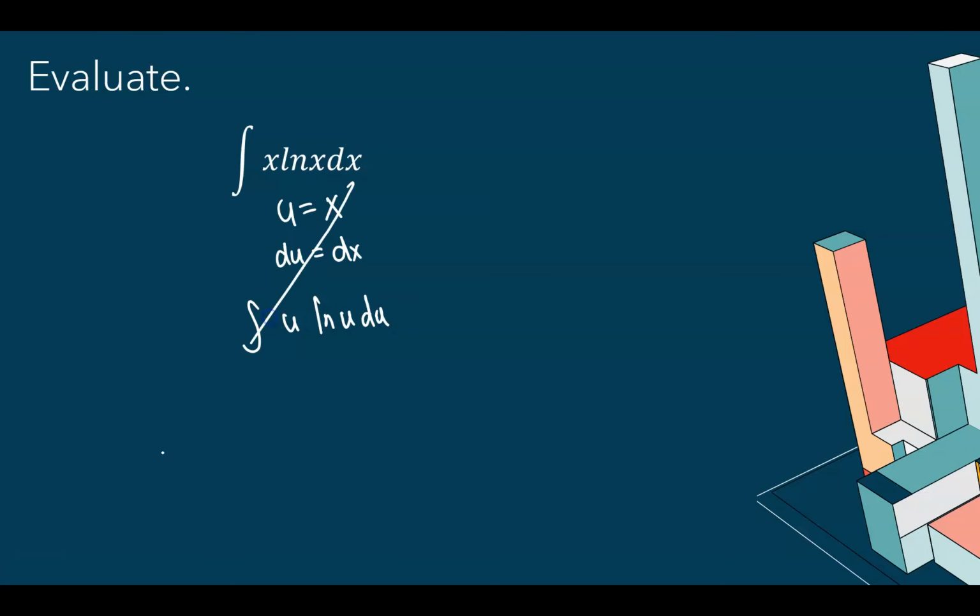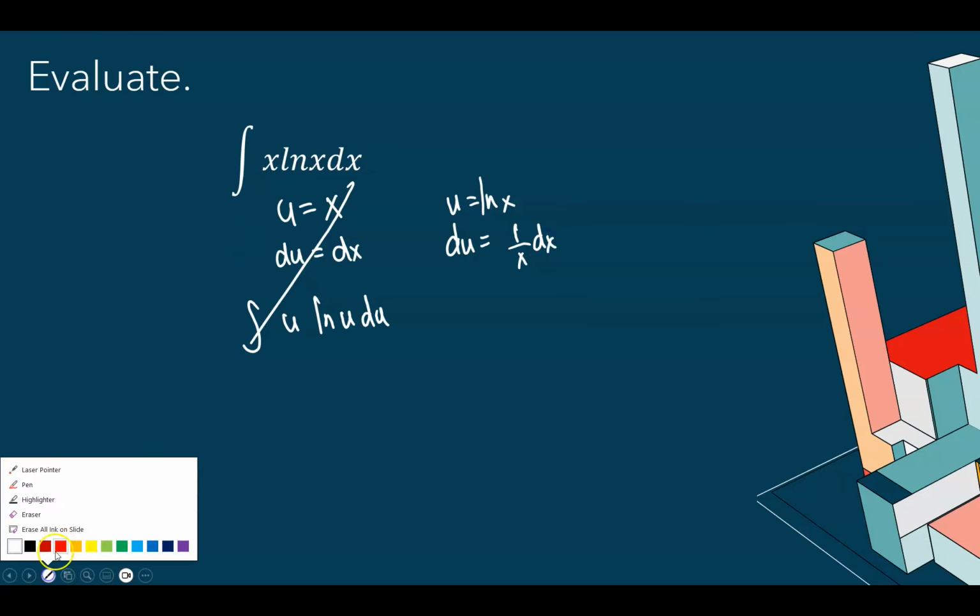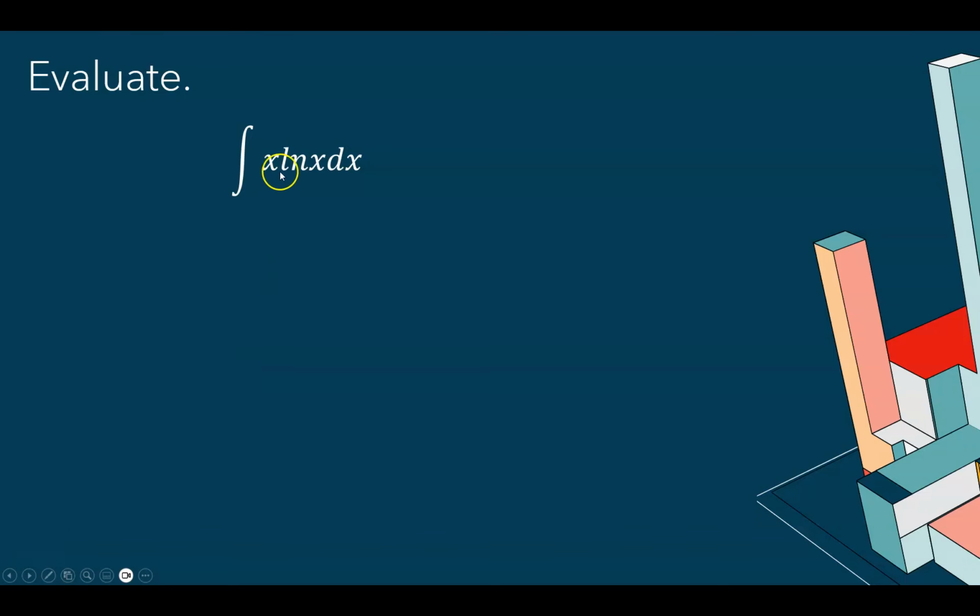So what else would be an option? Can u be natural log of x? No, because then du would be 1 over x dx, and we don't have a 1 over x. We have an x times dx. So it must be integration by parts.